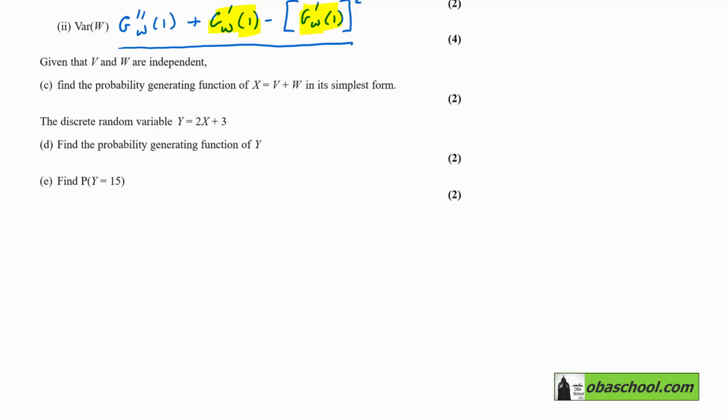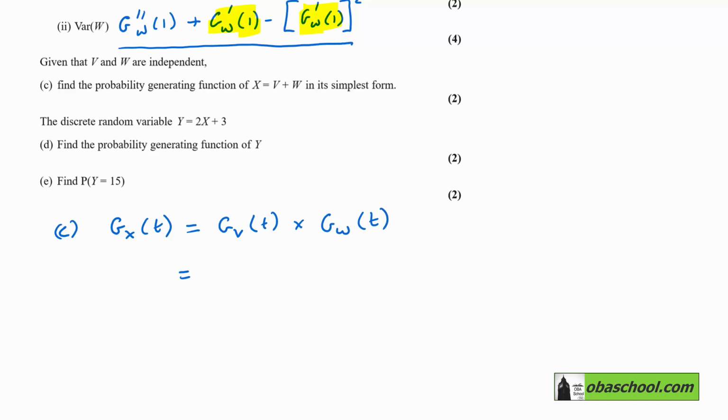We're now given that v and w are independent, and we want to find the probability generating function of x equal to v plus w in its simplest form. Now, gx of t, in the case where v and w are independent, is gv of t times gw of t.